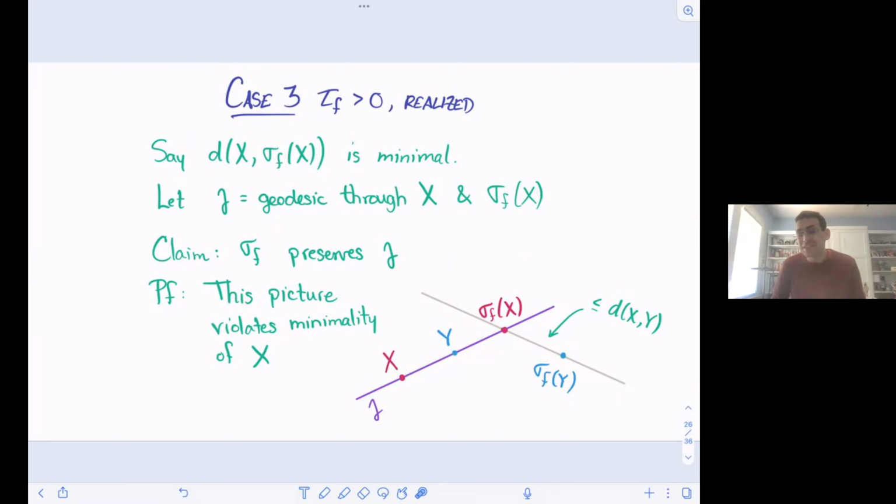In the proof of the Nielsen-Thurston classification, sigma f is an isometry. Here we have a weak contraction, but it's the same thing. It's the same argument. It doesn't matter. So, we're not done yet. So all we've proven is that if tau f is positive and realized, then there's a geodesic that's preserved.